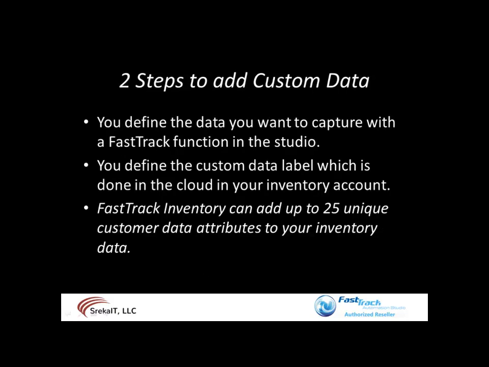So there's two steps to adding custom data. First, you define the data you want to capture with a FastTrack function in the Automation Studio. It's very simple, and we'll show that to you in just a minute. Secondly, you go into your cloud inventory account, into the custom data area, and there we can define up to 25 unique attributes for data. We will give it a default label, but then you can customize it so it makes more sense. So let's go ahead and show you how we do this.